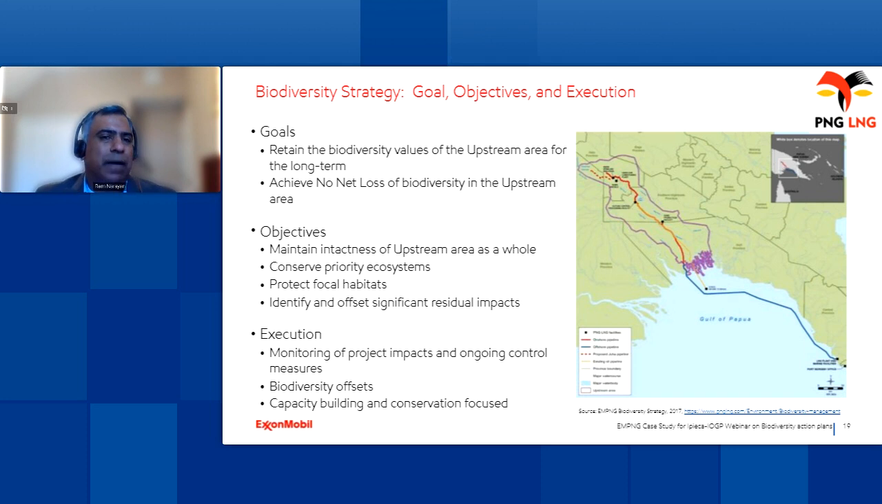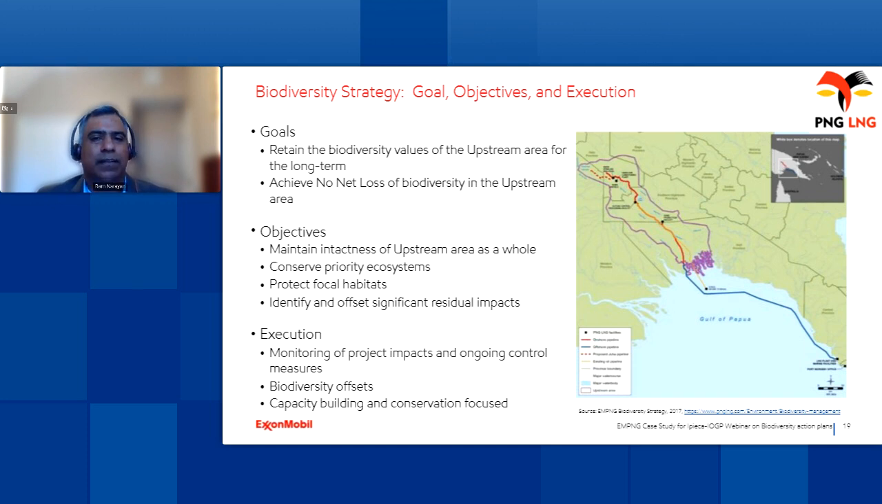The biodiversity strategy was developed with its goals and objectives as shown in this slide. As you can see, it's mainly focusing on area-based conservation initiatives, which included maintaining the intactness of areas with high biodiversity value, such as the upstream area, conserving priority ecosystems, and protecting focal areas. It also prioritized strengthening existing protected areas in PNG, being consistent with national conservation priorities in the country, and finally, making it community-owned and managed with active participation of landowners for long-term sustainment.